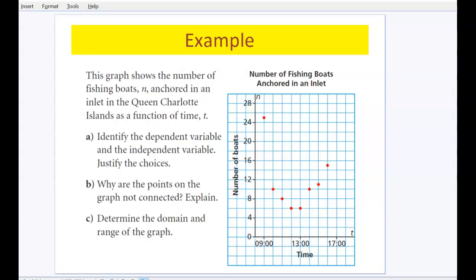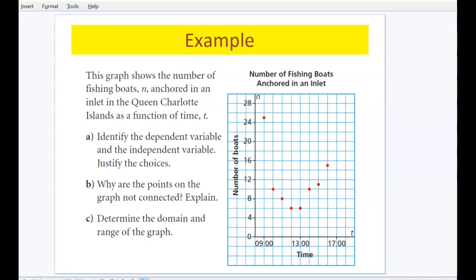In the second part of 5.5, we're going to continue to look at graphs of relations and functions. So here's an example. The graph shows the number of fishing boats anchored in an inlet in the Queen Charlotte Islands as a function of time. Identify the dependent variable and the independent variable.